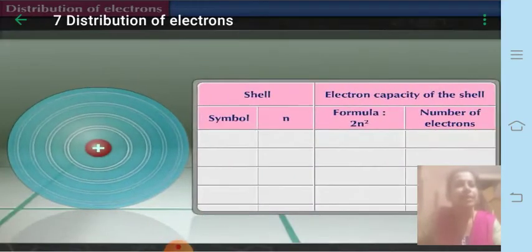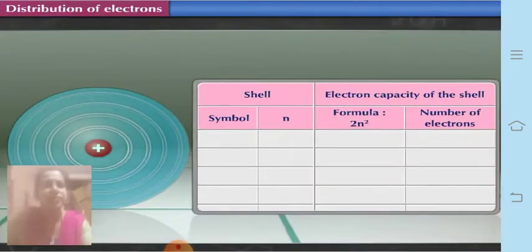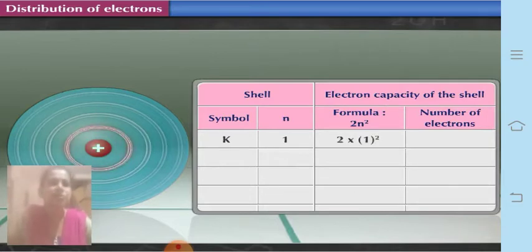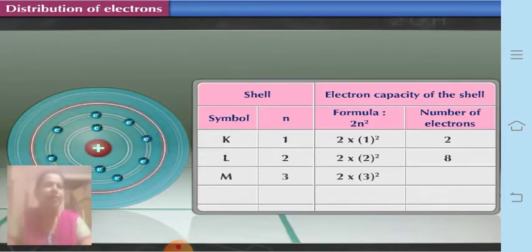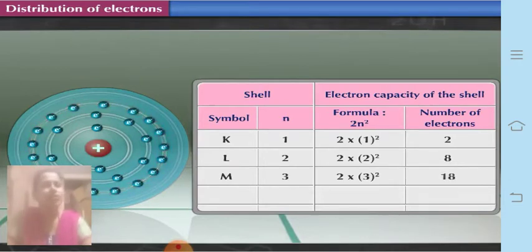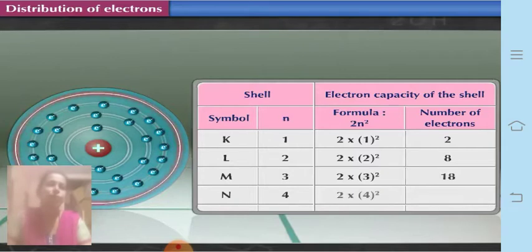Now let us find out how many electrons are accommodated in each of these shells. Beginning with the K shell, whose ordinal number is 1, the formula is 2 into 1 square, that is 2 into 1, which is 2. Then the second shell, L: 2 into 2 square, that is 4 into 2, which is 8. Then the M shell is the third shell, so 2 into 3 square, that is 9 into 2, which is 18. And the N shell is 2 into 4 square, that is 16 into 2, which is 32.